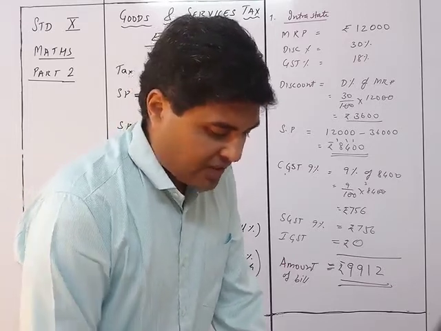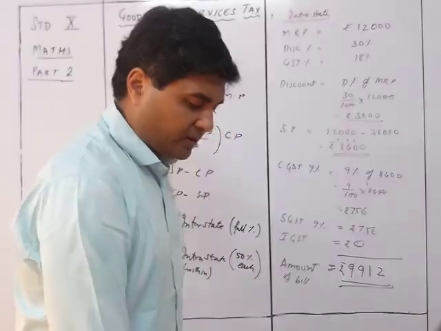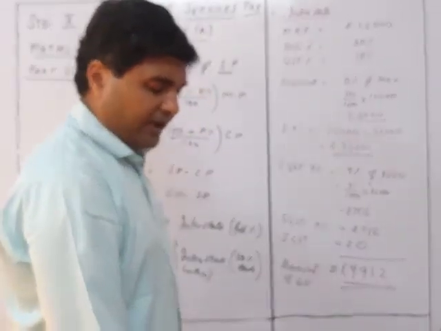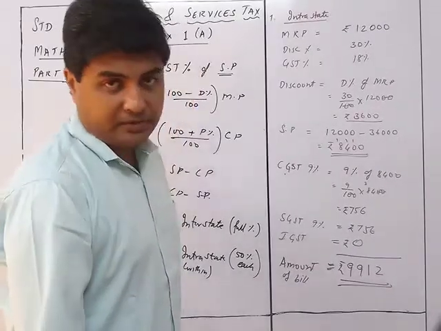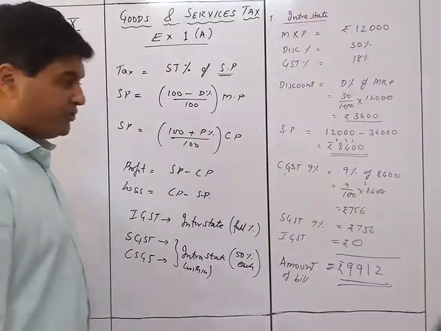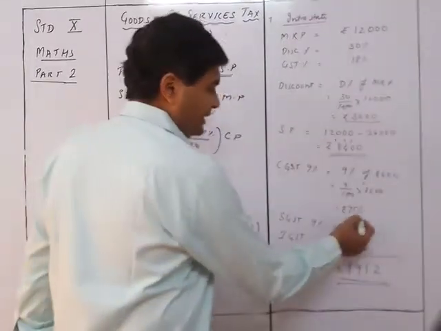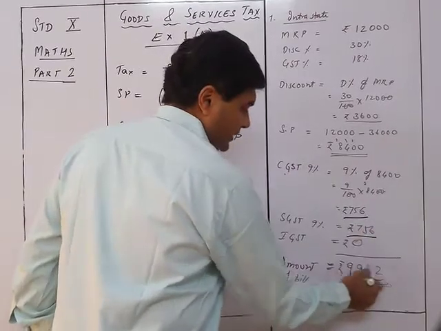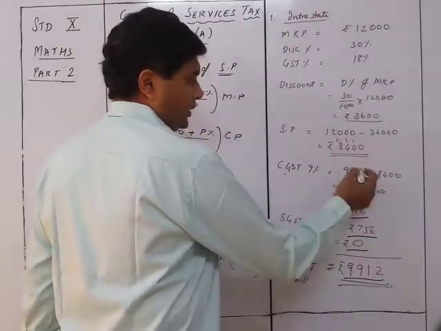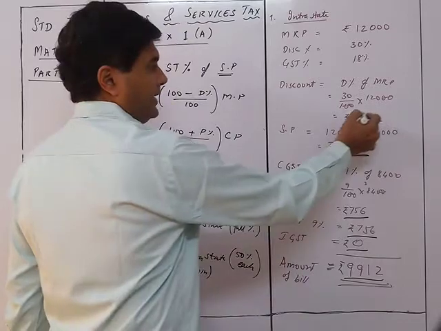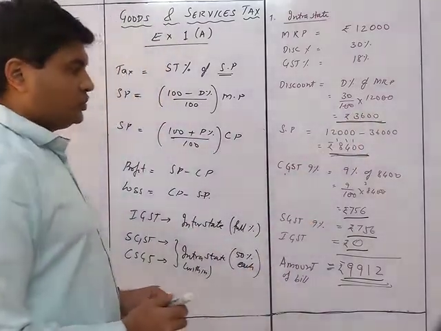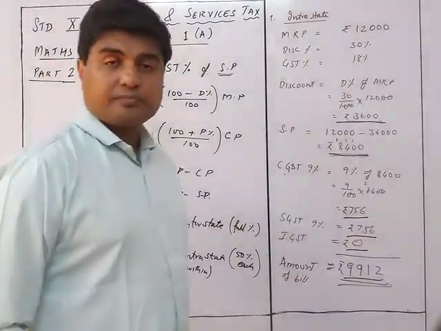So the first answer is 3600, discounted value 8,400, 756, 756. IGST is 0 and 9912. Yes, that was the answer for the first one. So the answers in the filling the blanks will be this one, this one, this one, this one, 0 over here, 8,400 and 3,600 over here. So this is the first sum.